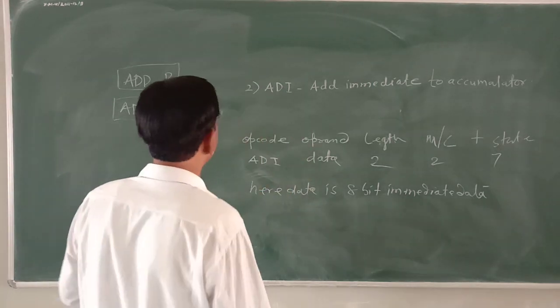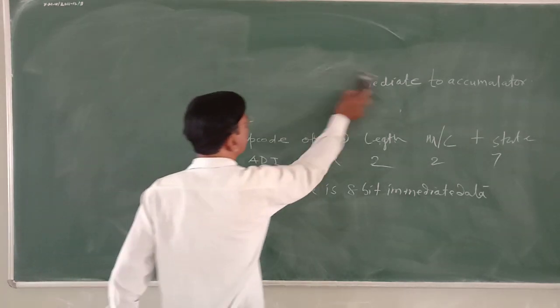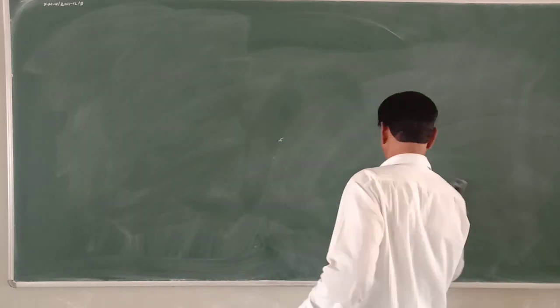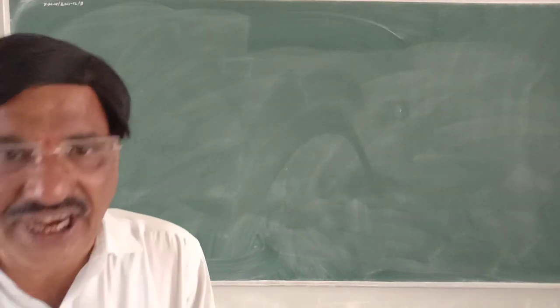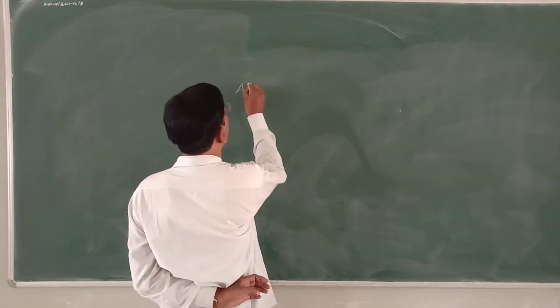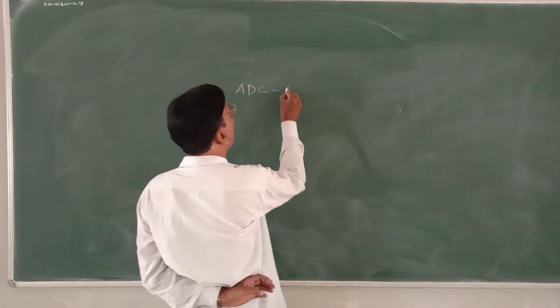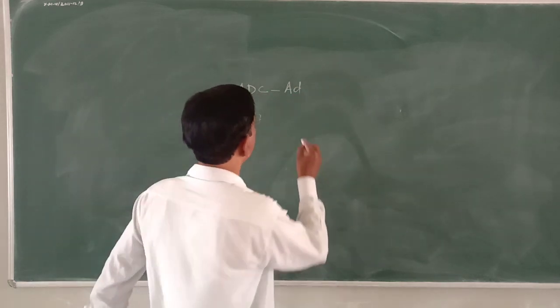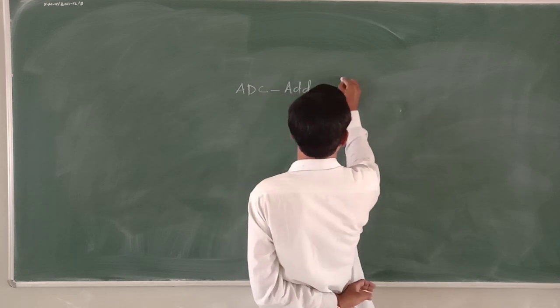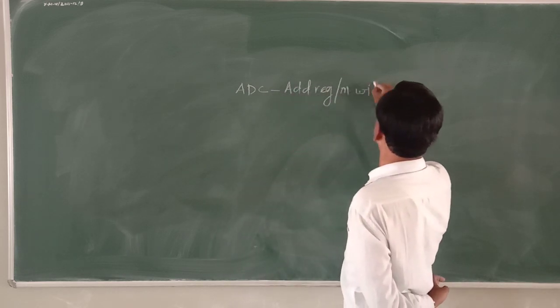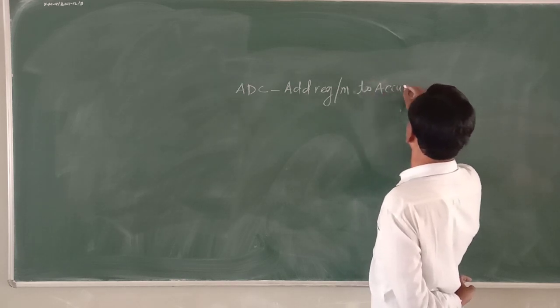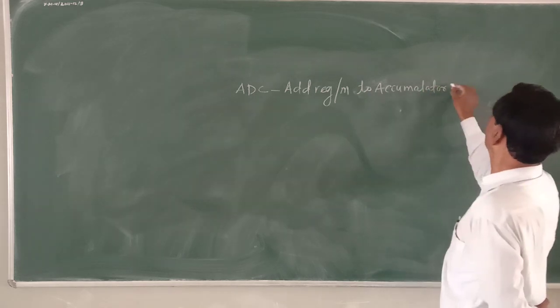Now the next instruction we are going to see, the third instruction, that is ADC. Same as ADD, but C stands for carry. Add register or memory with accumulator, to accumulator, with carry.